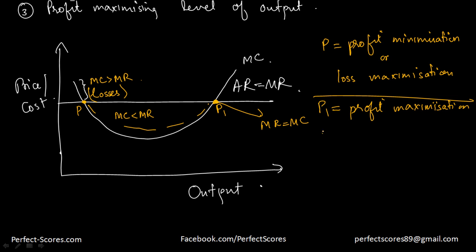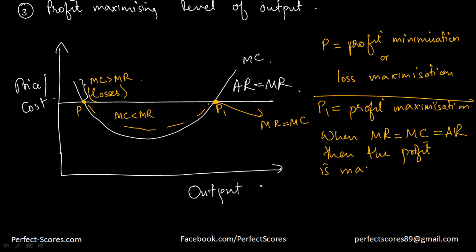So when marginal revenue is equal to the marginal cost, which is equal to the average revenue, then the profit is maximized, right? So suppose you're understanding this point over here. And if I go above, again marginal revenue over here is lesser than the marginal cost, which means over here, again, I will be incurring losses.